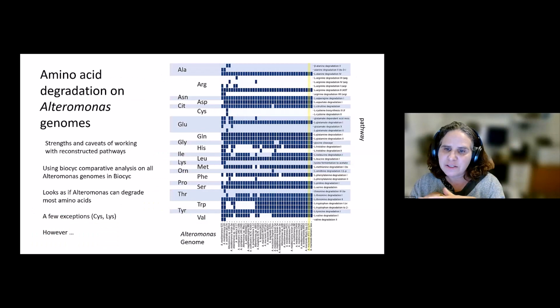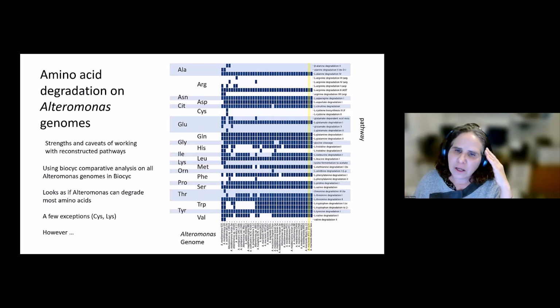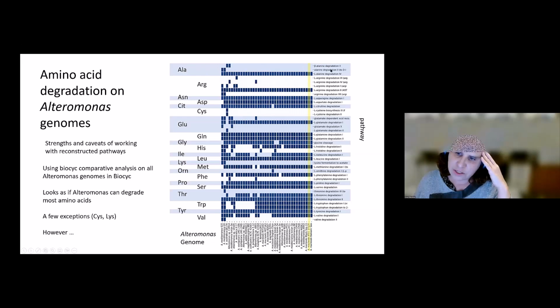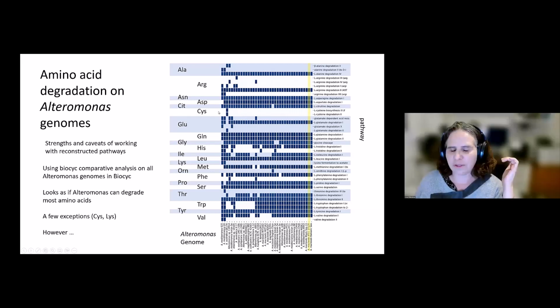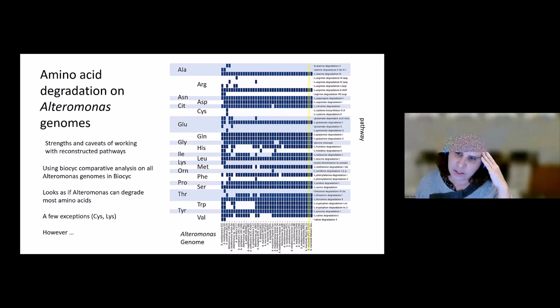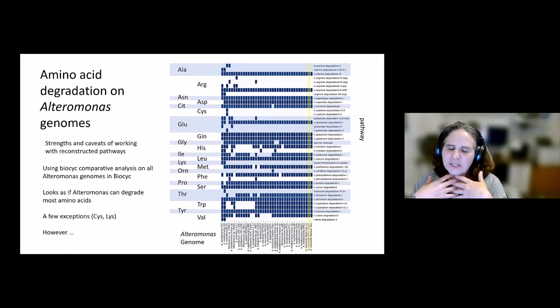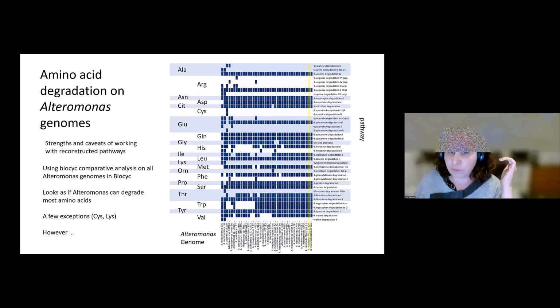Another example that's slightly different and kind of trying to show the strengths and caveats of reconstructed pathways. These are amino acid degradation pathways in Alteromonas strains for different amino acids. You can see that some amino acids have multiple pathways. Some amino acids have just one pathway, but across the board. And for some amino acids, there's almost no Alteromonas that can degrade them. So this gives you a very good picture of what the degradation capabilities of this genome are.